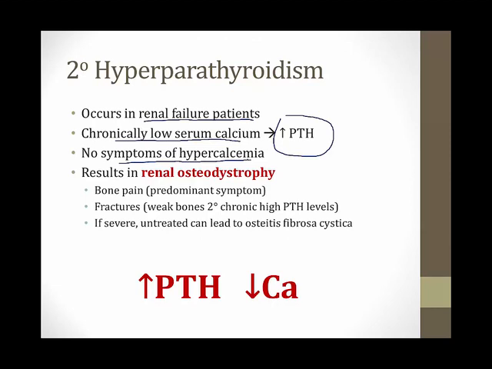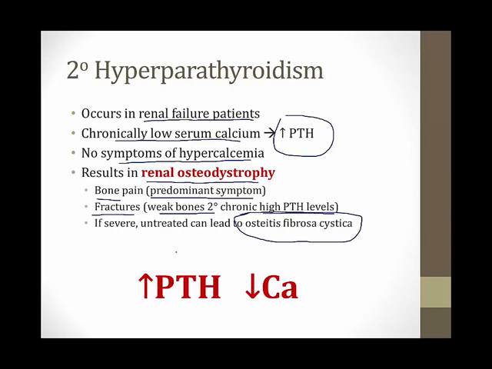The problem is that long-standing elevations of parathyroid hormone lead to what's known as renal osteodystrophy. This is a bone disease. Patients complain of bone pain. That's the predominant symptom. They are also at risk for fractures. They have weak bones secondary to the high parathyroid hormone levels. And if it's severe and untreated, it can lead to osteitis fibrosa cystica, which is that collection of bone changes we talked about a few slides ago.